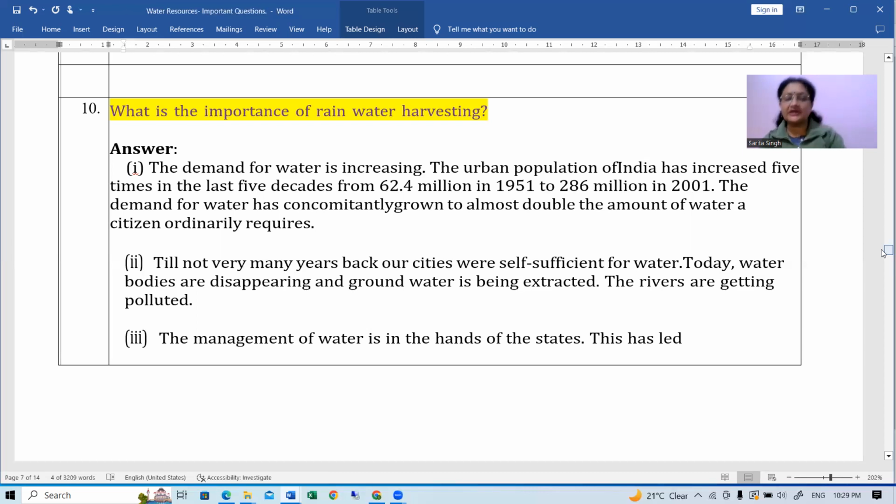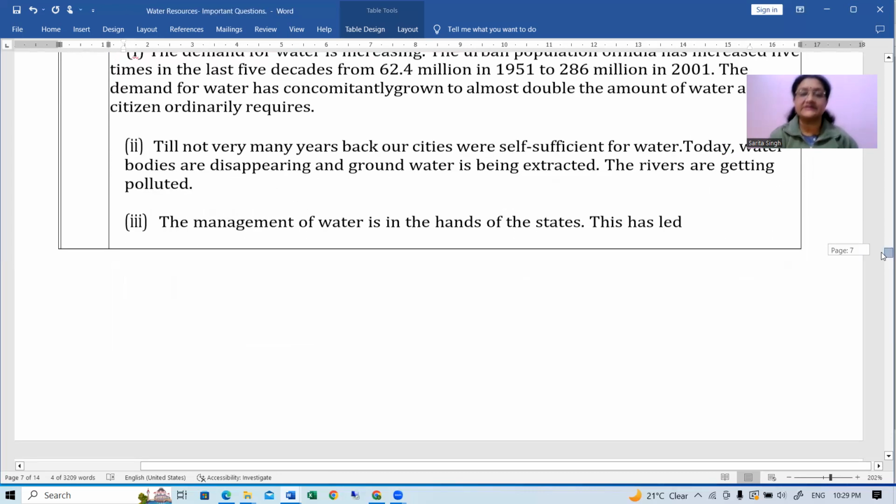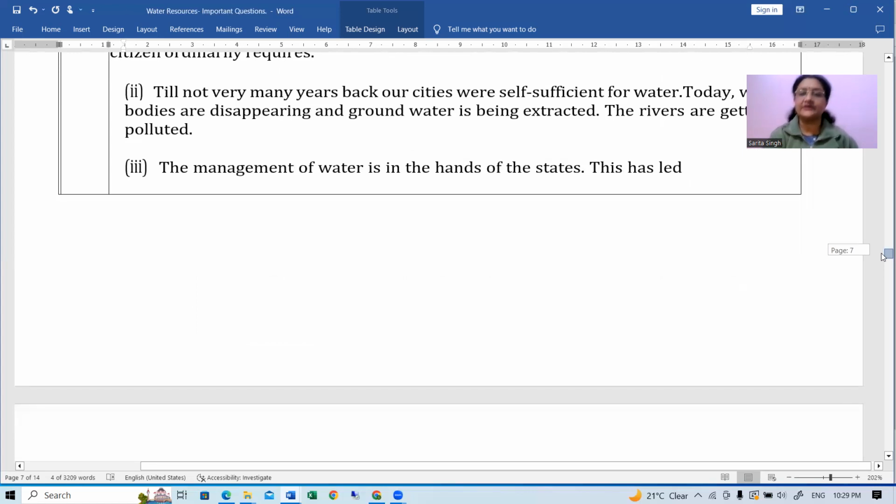We need to recharge that groundwater table on one side. Number two, to fulfill the various demands, instead of using it for drinking, we can have other uses by this. So in this way, we can say that rainwater harvesting is very much in use. And the importance of it has increased a lot these days. We have started using it a lot, but still we need to do it a lot more.